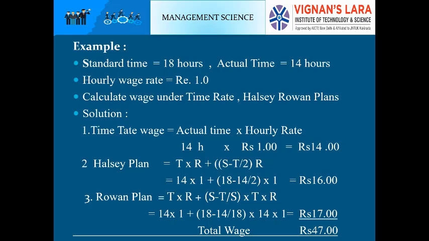Rowan plan. The formula is T into R plus (S minus T) by S into T into R. Substitute the values: 14 into 1 plus (18 minus 14) by 18 into 14 into 1. The total remuneration is 17 rupees. If you add the total wage of all the methods, it is 47 rupees.